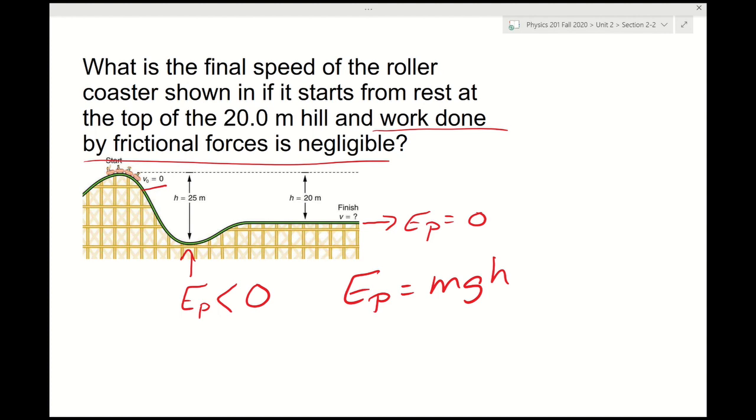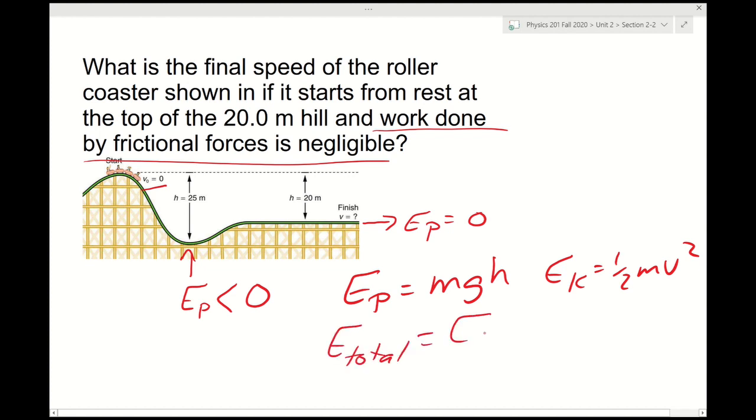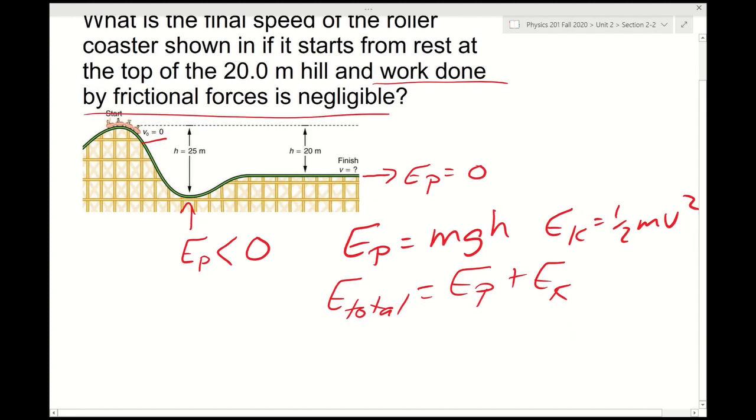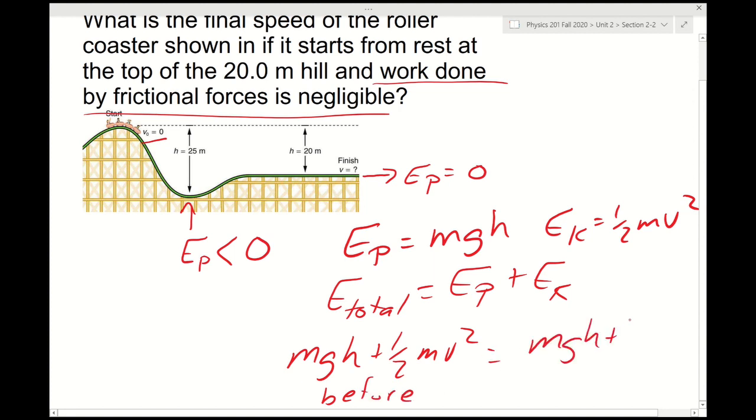It has a kinetic energy, 1/2 mv squared, that's equal to 0. So the total energy is potential plus kinetic. Now, if work is done, you would also add work into that. So in the beginning, you have mgh plus 1/2 mv squared. This is the before. The after is also going to be an mgh plus 1/2 mv squared. But I'm going to call these I and F, and I'm going to call this I and F.